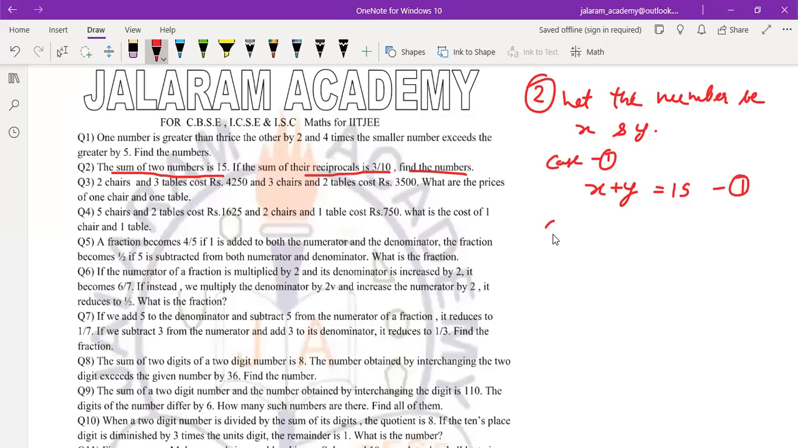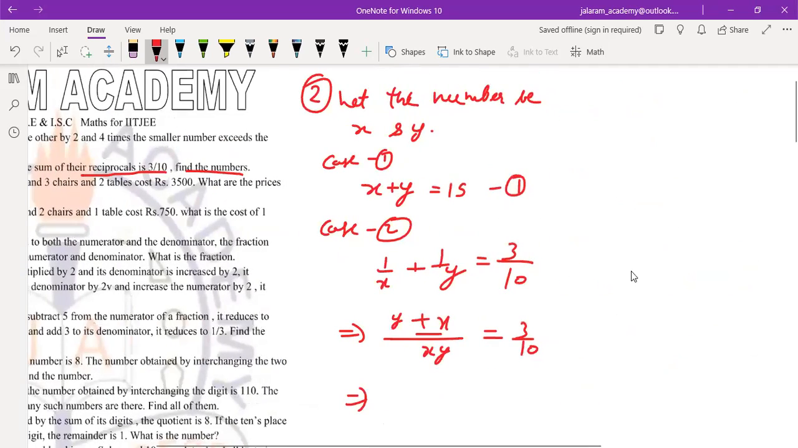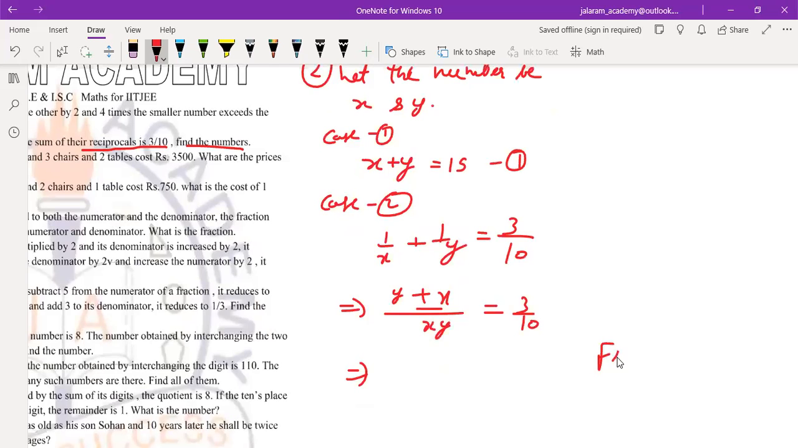And the sum of their reciprocals, so take case 2. Reciprocal of x is 1 by x, reciprocal of y is 1 by y, and the sum of reciprocals is 3 by 10. It implies, take the LCM xy. So it is giving y plus x upon xy equals 3 by 10. It implies use the value of x plus y from equation 1. From equation 1, the value of x plus y is 15, so 15 by xy equals 3 by 10.